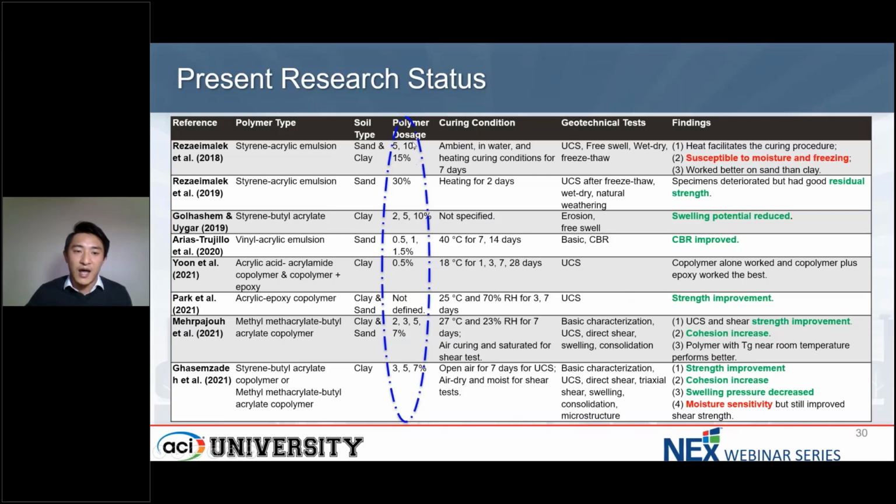Another thing I would like to point out is the polymer dosage. You can see 5%, 10%, 15% for this product by this researcher. And for a similar product, people use only 0.5% and 2%. This is because of the inconsistent definition of the polymer dosage or polymer content that I talked about earlier. Because of that, by just looking at the numbers, it's really difficult to know: is this polymer actually working or not? Do we really need to add that many polymer products into the soil?